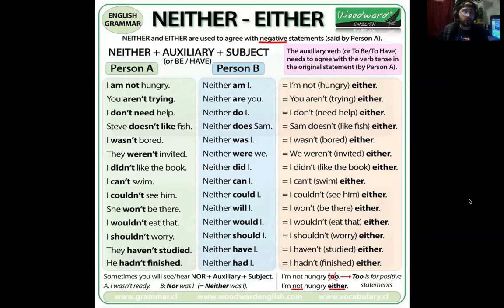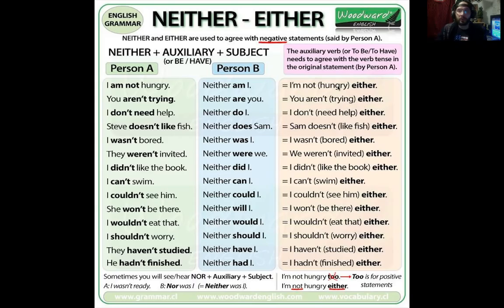Neither and either are used to agree with negative statements said by person A. So we have this section right here. And now your response would be in blue. And we have the formula for blue. Neither plus auxiliary plus subject. Neither, auxiliary am, subject I. So this is the response part. And now one other note here, the auxiliary verb needs to agree with the verb tense in the original statement.